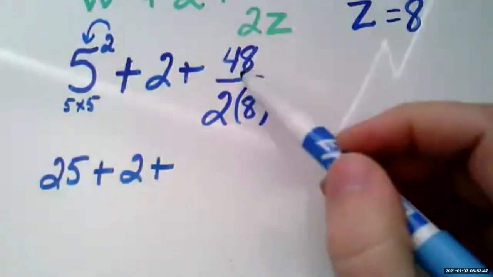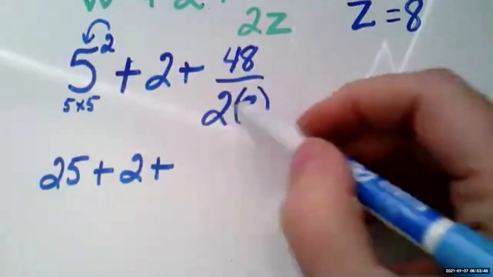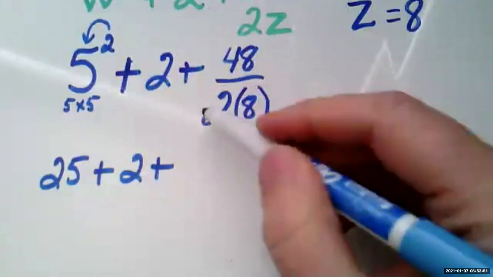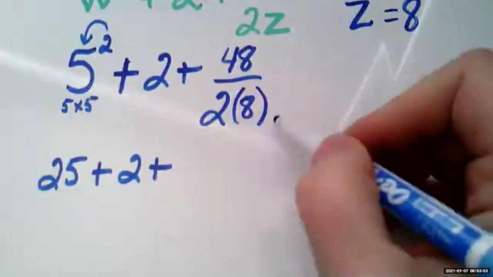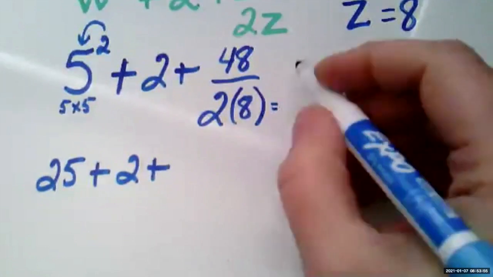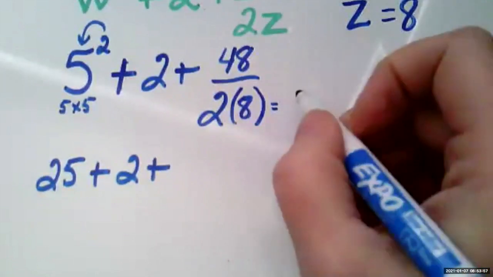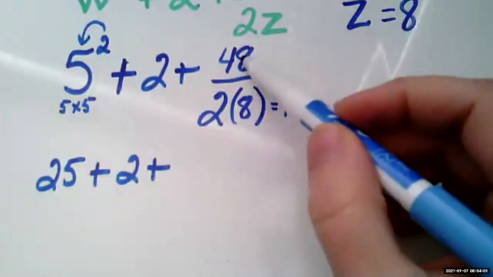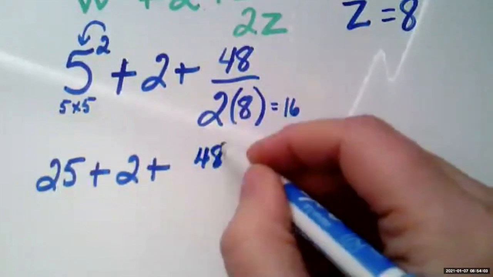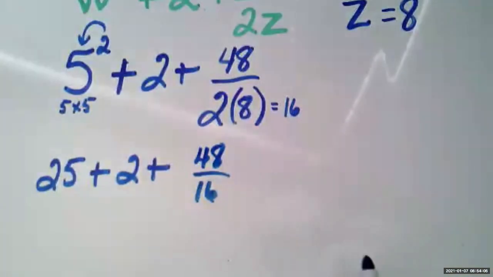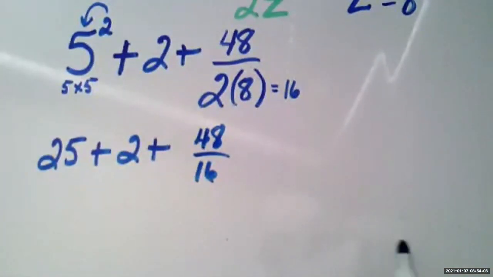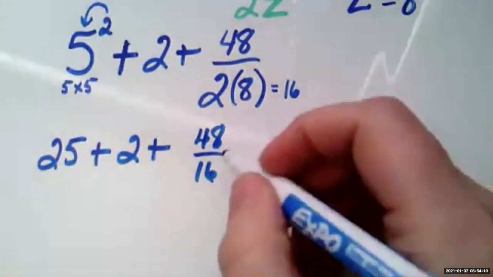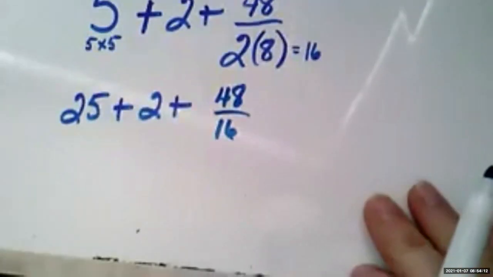Now, this one is a 2-step problem here. 2 times 8, you have to solve this before you can divide 48. So what's 2 times 8? There you go. Thank you again. Yes, you guys are very fast on this. It's 16, and then you can divide 48 divided by 16, which equals, yes, 48 divided by 16 is 3.